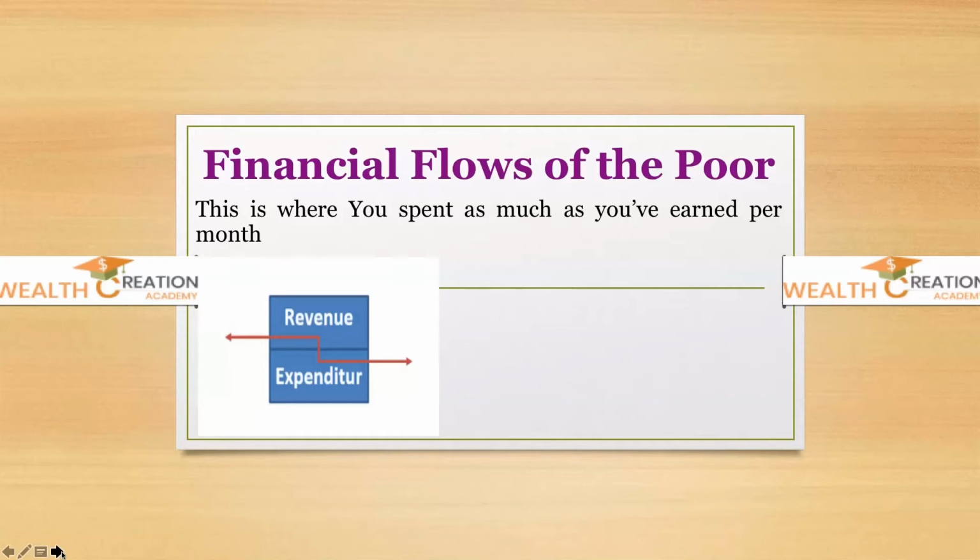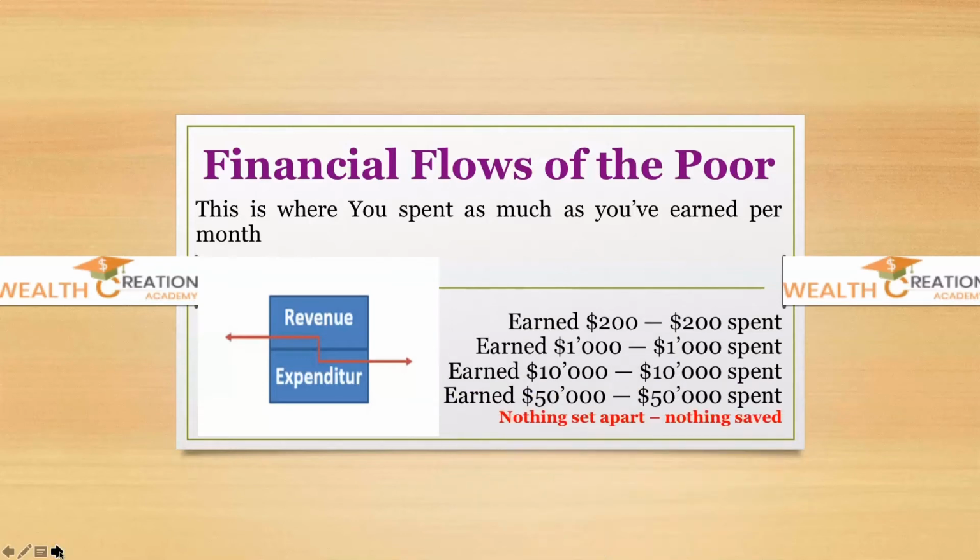You've got the revenue or the income coming in, and then in the same month you get more expenses going out at the same time. Some people have more expenses than income coming in. Say, for example, a person earns $200 and they spend $200. They earn $1,000, they spend $1,000. Or sometimes some unlucky people who didn't take financial literacy very seriously earn $10,000 and spend $15,000, which is very bad. And there's nothing set apart to invest. Nothing saved.